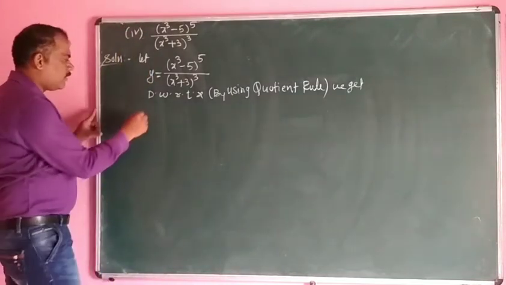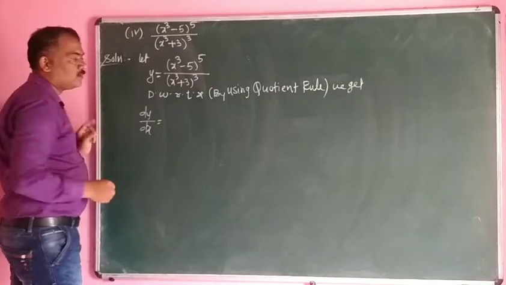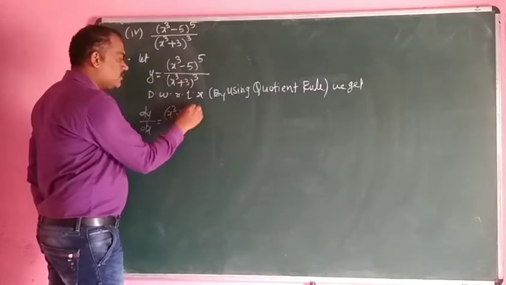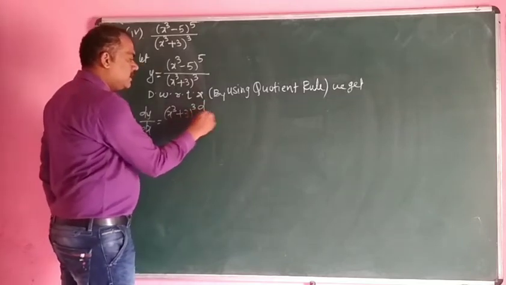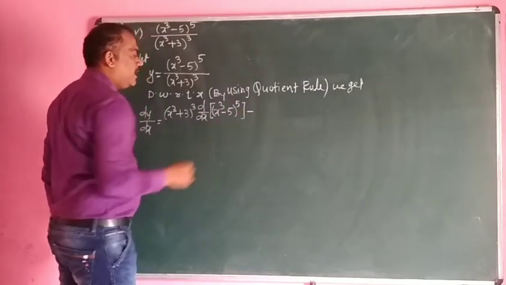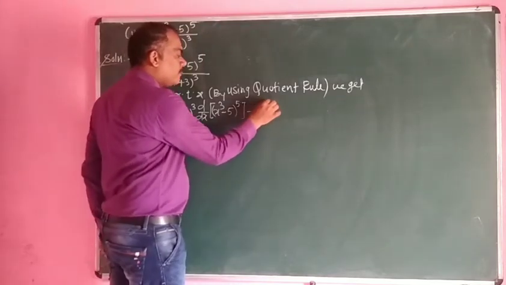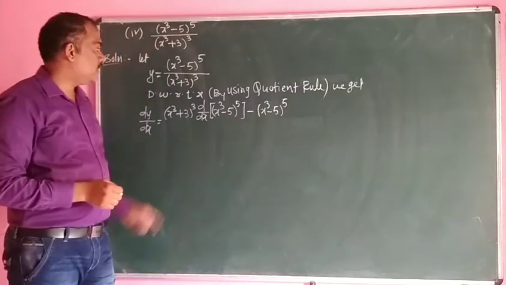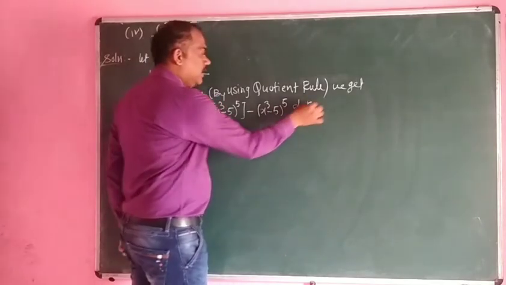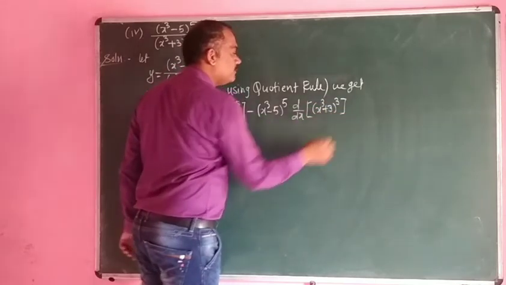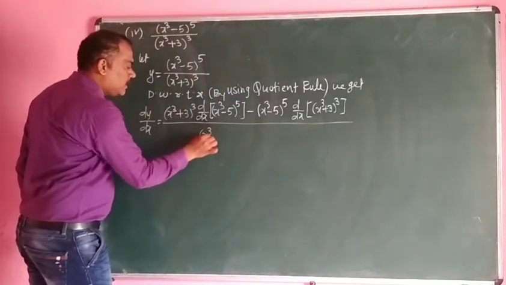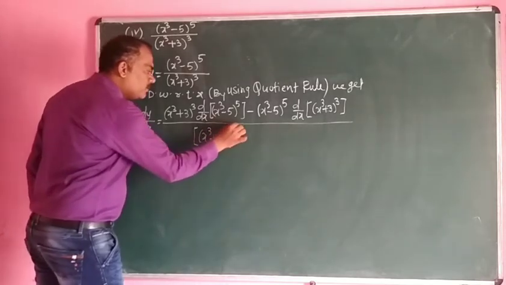Now differentiation of this y with respect to x, we know that dy by dx is equal to, by the quotient rule: denominator, that is x cube plus 3 raised to 3, into derivative of the numerator, that is d dx of x cube minus 5 raised to 5, minus numerator, x cube minus 5 raised to 5, into derivative of the denominator, that is d dx of x cube plus 3 raised to 3, divided by denominator square, that is x cube plus 3 bracket cube, its square, raised to 2.